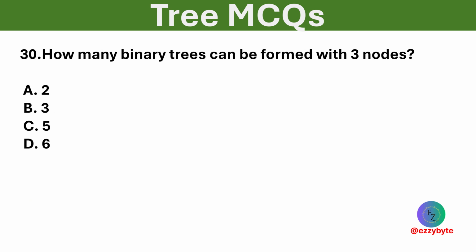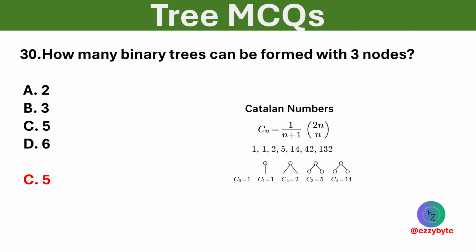How many binary trees can be formed with 3 nodes? Options are 2, 3, 5, and 6. Option C is correct. For 3 nodes, the Catalan number is equal to 5 binary trees.